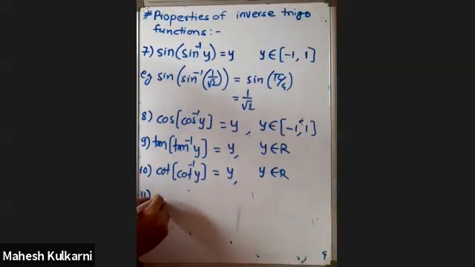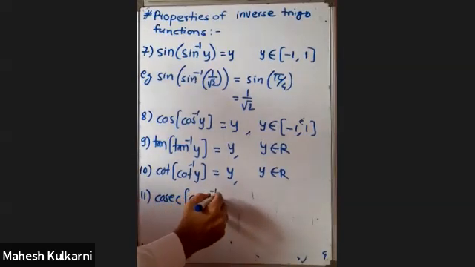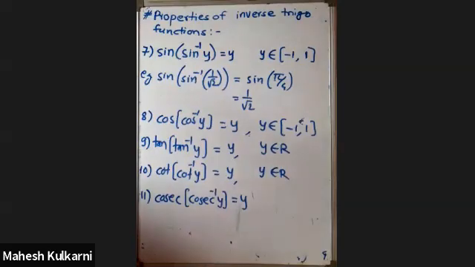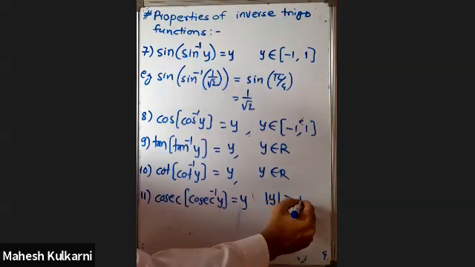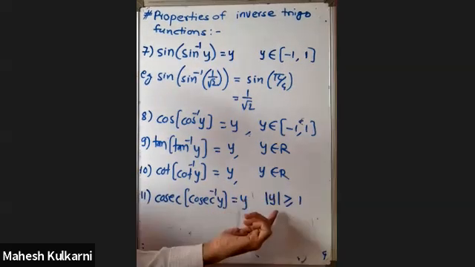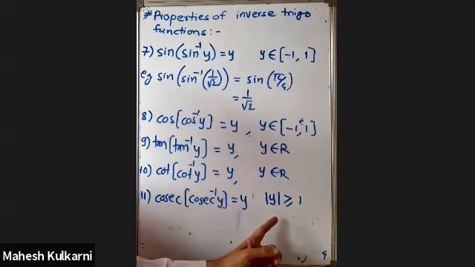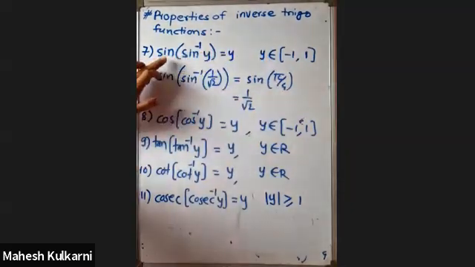And by the same method, you can write cosec of cosec inverse y is also y. But here, what is the set of values of y? Here, modulus of y should be greater than or equal to 1. According to the range of cosec function. Range of cosec function, that is domain of the cosec inverse function. Remember this range. So all these values of y which are given here represent the range of sine function.